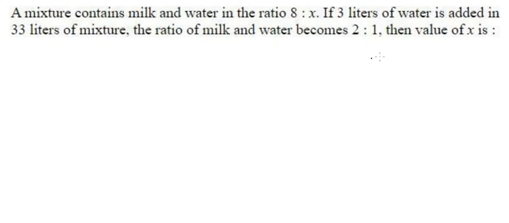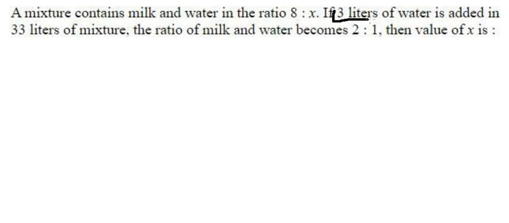So today I want to talk about the ratio. Now I want to show you how to answer. A mixture contains milk and water. We have the ratio 8 over 5. If we add 3 liters of water into 33 liters of the mixture in here, we have the new ratio that is about 2 over 1. So now I want to show you how to answer.